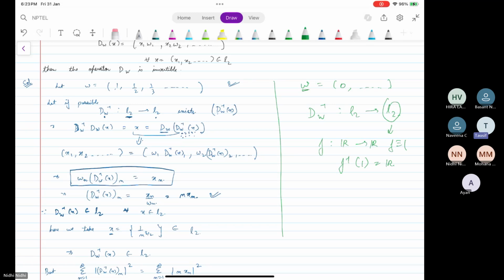But would this be called invertible? For invertibility, we need onto as well, na? Yes, one-one and onto. So this won't be one-one in that case. So you are showing for dW itself that it can't be one-one. Yeah, that's good. You can do that.